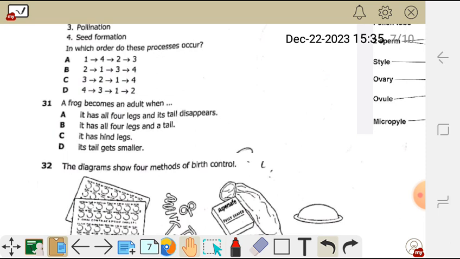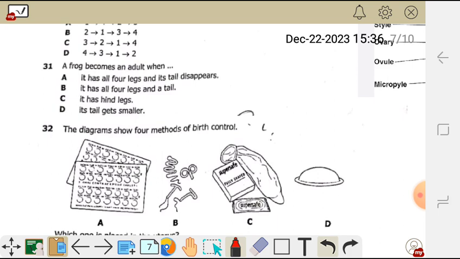Question 31. A frog becomes an adult when it has all the 4 legs and its tail disappears. So the correct answer is A. That is an adult frog. Correct answer A. 32.